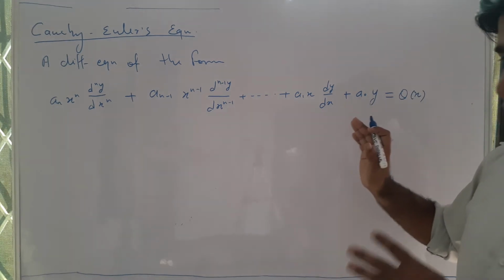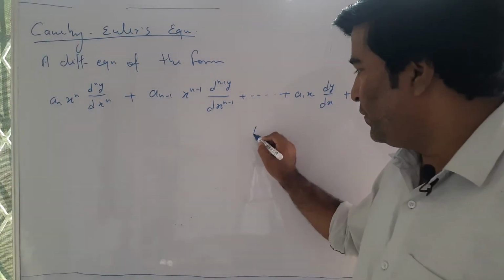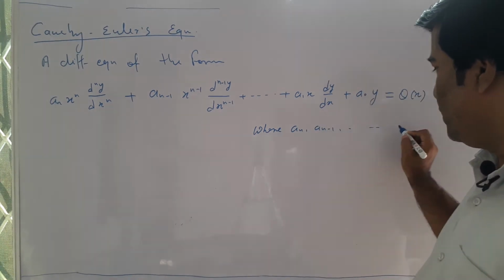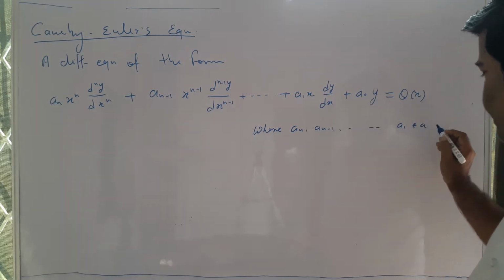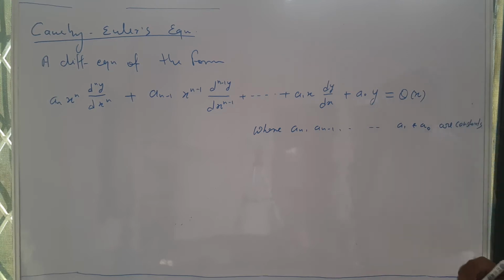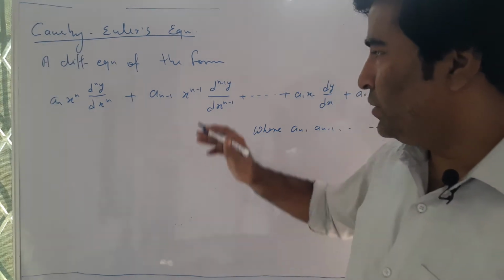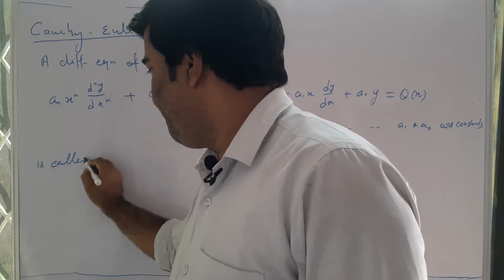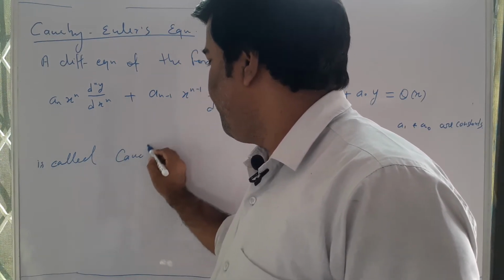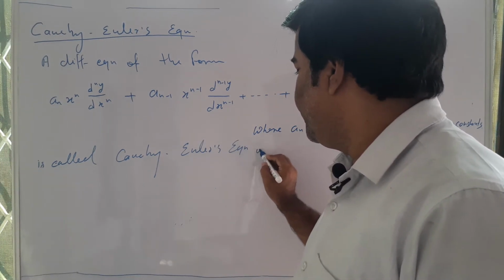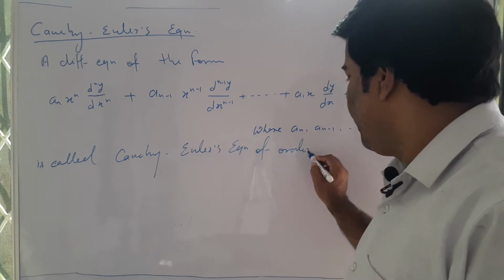A differential equation of this type, where a_n, a_(n-1) and so on, these all are constants. A differential equation of the form is called Cauchy-Euler equation of order n.